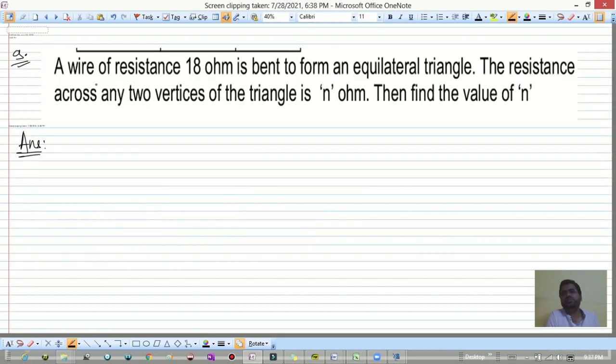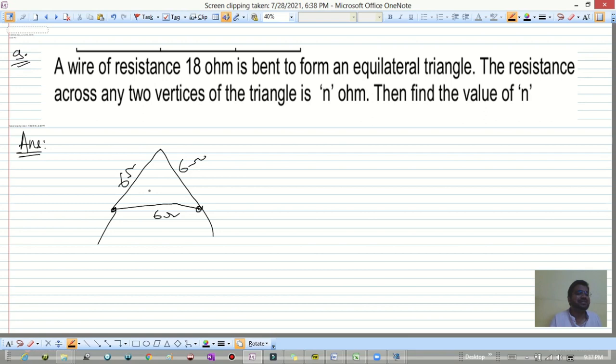Now the next question. A wire of resistance 18 ohm is bent to form an equilateral triangle. So one wire is given of resistance 18 ohm, which is bent in the form of an equilateral triangle. In an equilateral triangle the angles are 60 degrees and lengths are the same, and we want the resistance across any two vertices. So these two vertices I'll take. So 6 ohm and 6 ohm are the resistances of each branch. Why? Because it is an equilateral triangle.